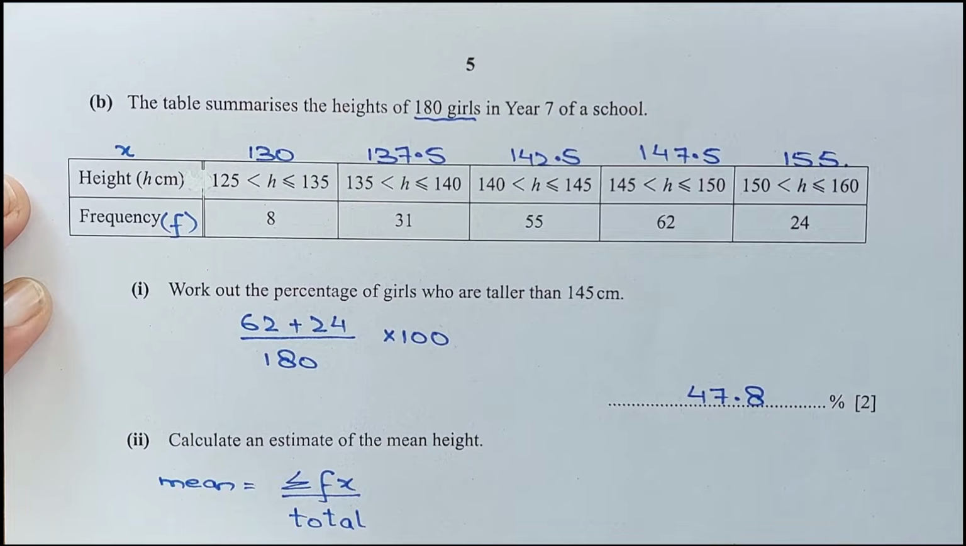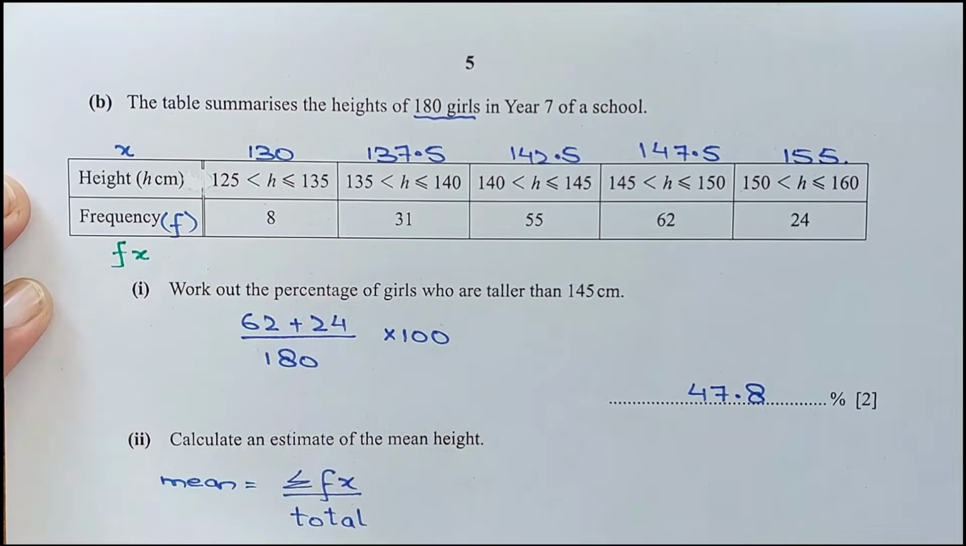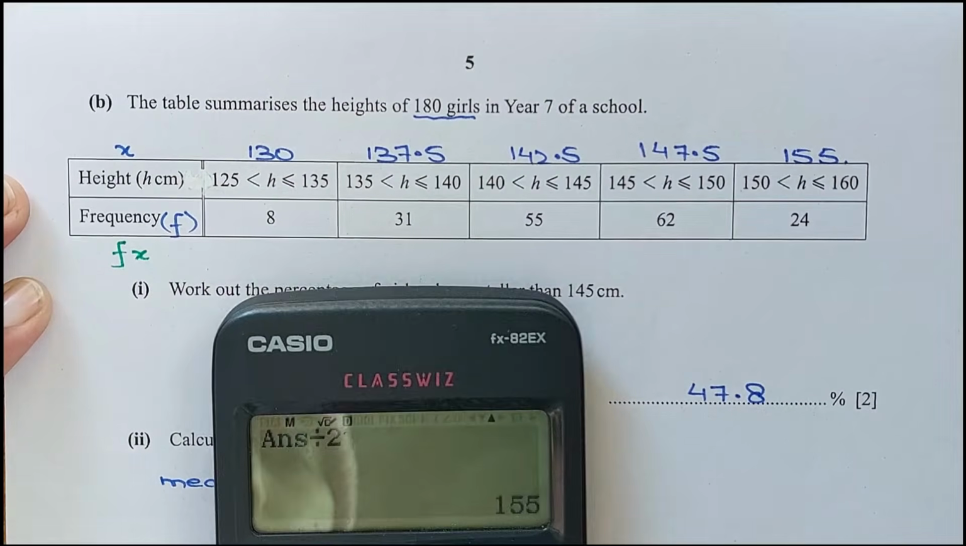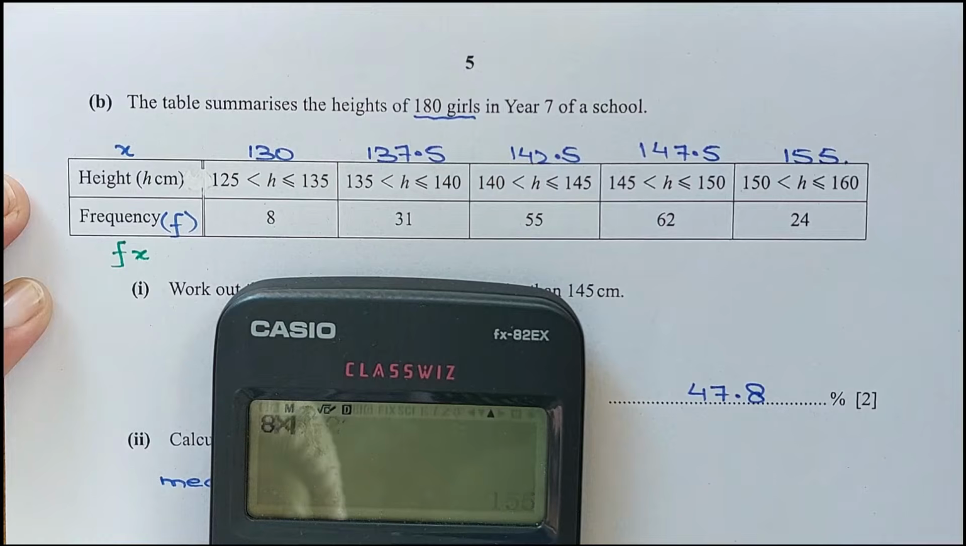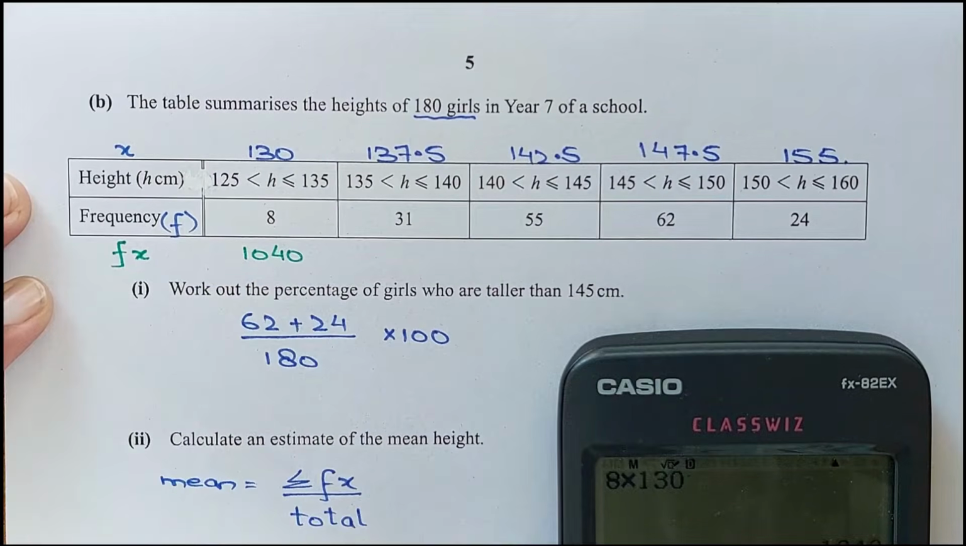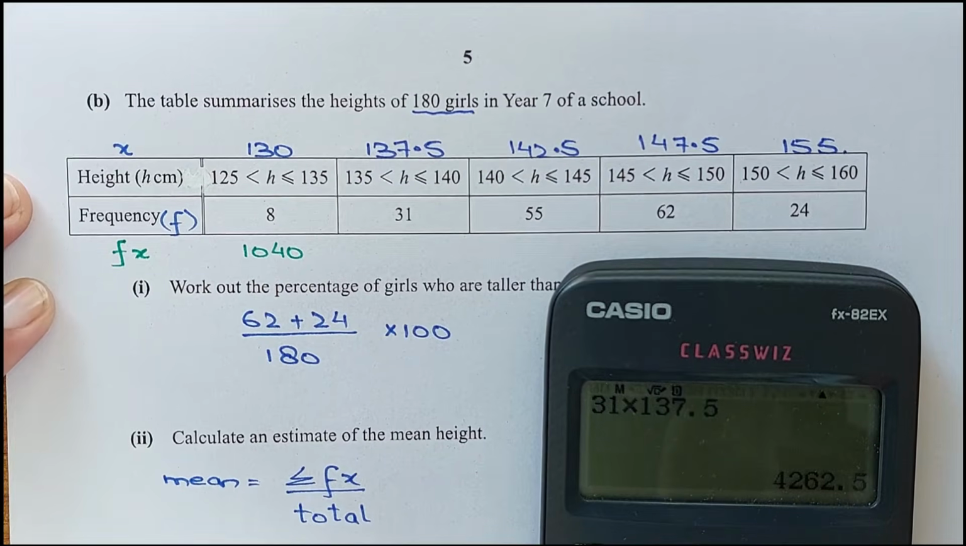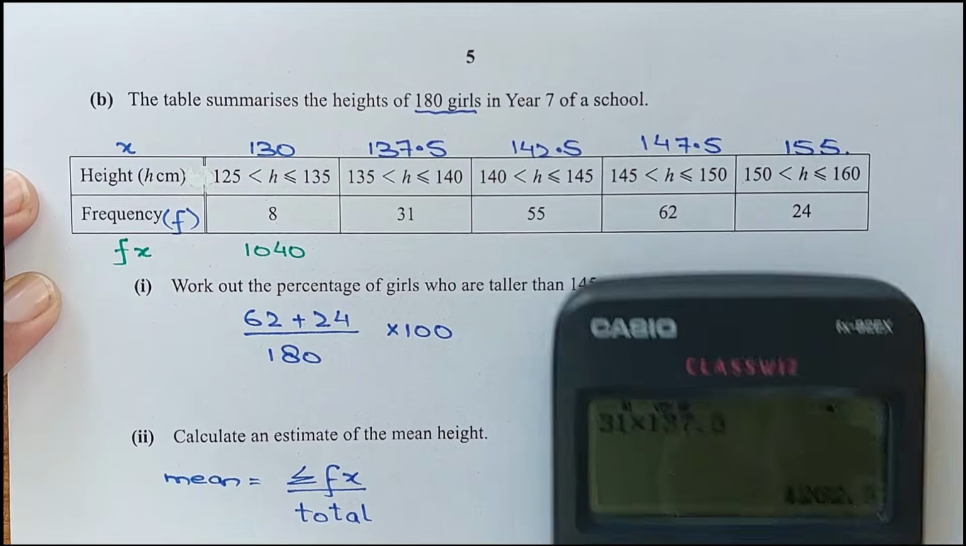Now let me solve for fx, the product of frequency and the midpoint of the intervals. Okay, the first is 8 times 130, 1040. Next is 31 times 137.5, 4262.5.